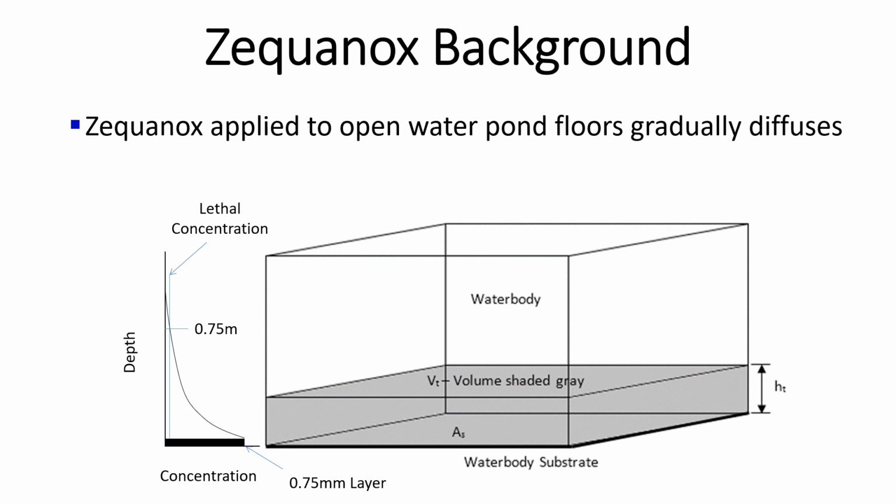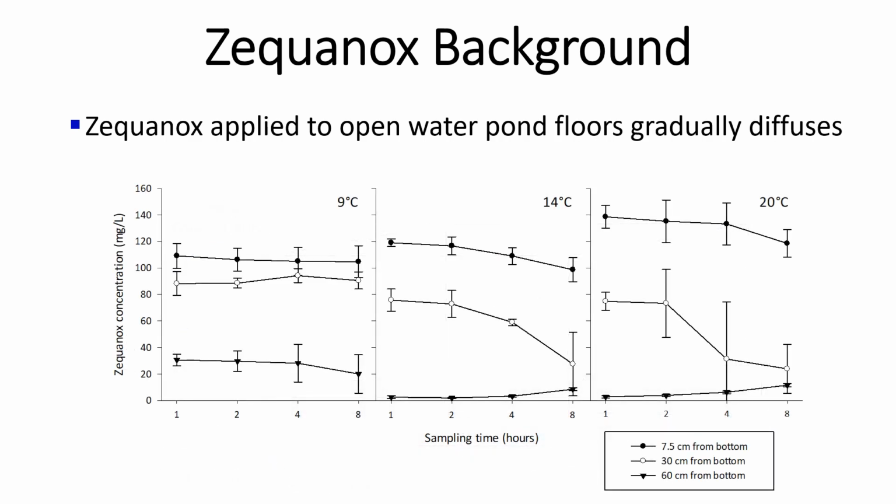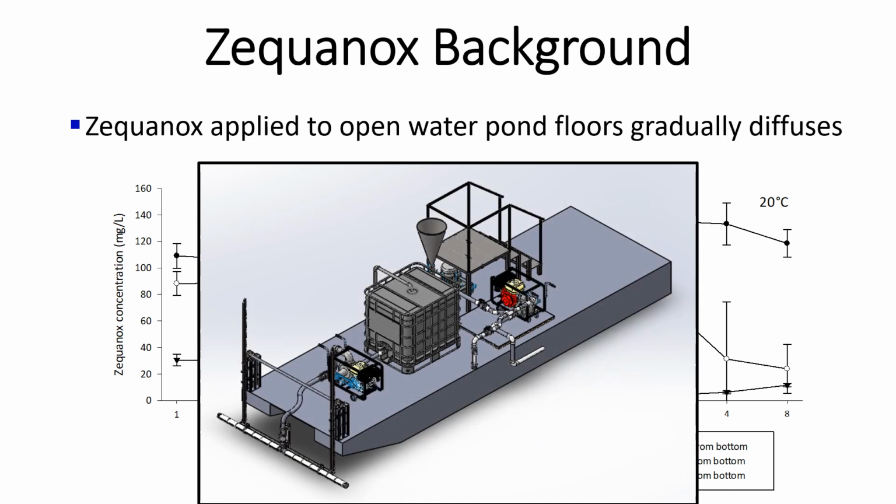So Zequanox can be applied in the open water, and the equipment designed here was intended to serve that purpose, but it has to be spread near the benthic layer at the bottom of a water body, and then it gradually diffuses to fill the water column and treat at least most of the regions affected by zebra mussels. These figures show its gradual dissipation or diffusion at various temperatures, showing how the concentration of Zequanox varies as a function of temperature and height, as well as sampling time.